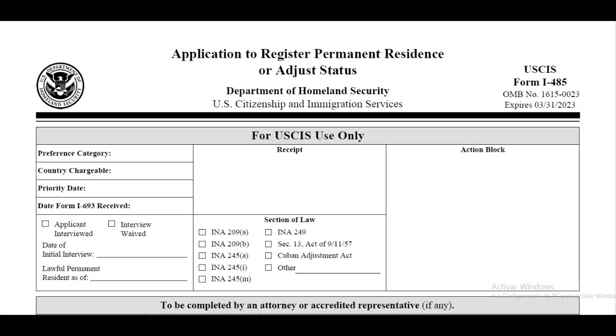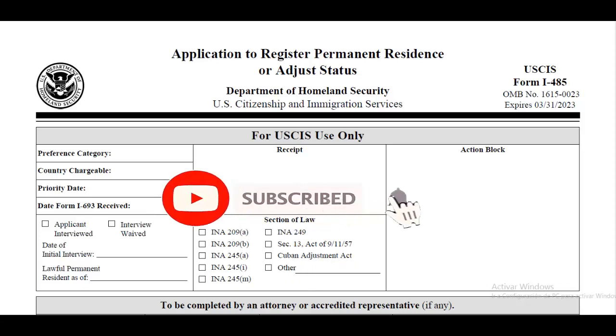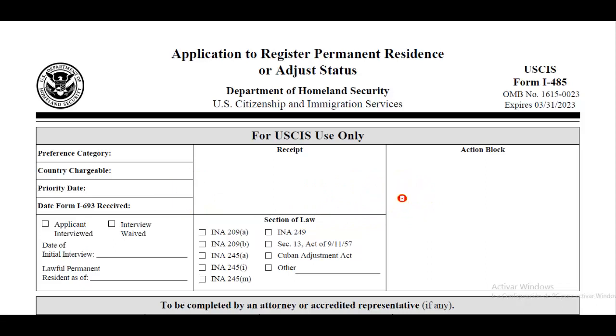Today, as you can see on your screen, we will be talking about the Form I-485, the application to register permanent residence or adjust status. I'm going to explain line by line the instructions to complete the USCIS Form I-485. This form is the primary application used by immigrants adjusting their status and applying for a lawful permanent resident green card in the United States. It collects basic information about the applicant, identity, and checks for grounds of inadmissibility.